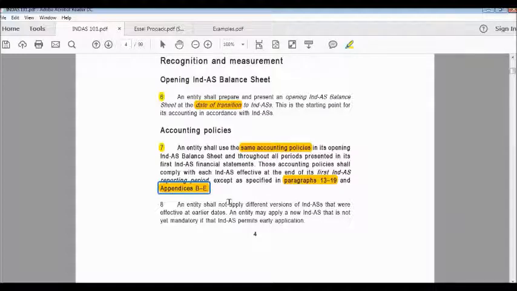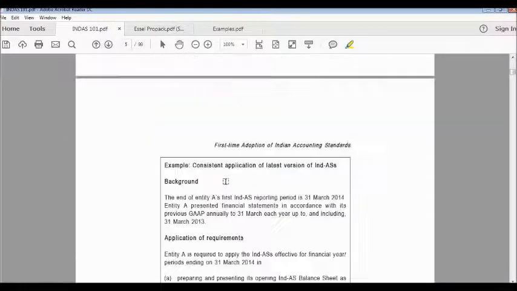So just remember this: accounting policy should be consistent and should be applied to all the periods presented in its first Ind AS financial statement, and all the Ind AS which are effective at the end of its first Ind AS reporting period should be complied with. So this is a very important point.